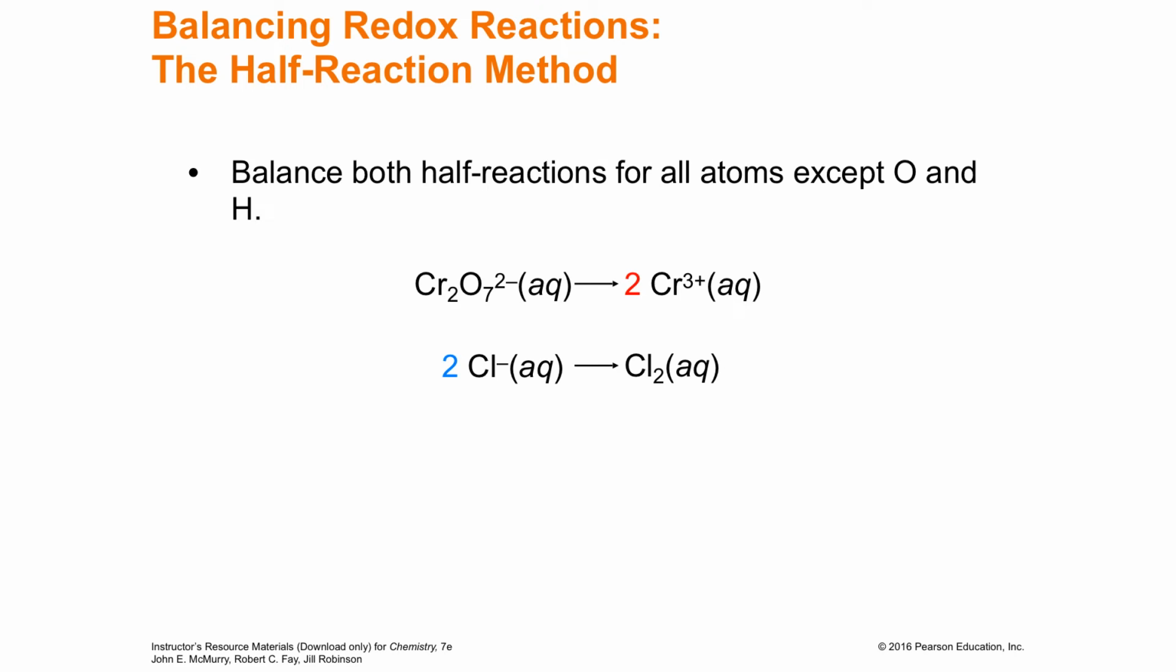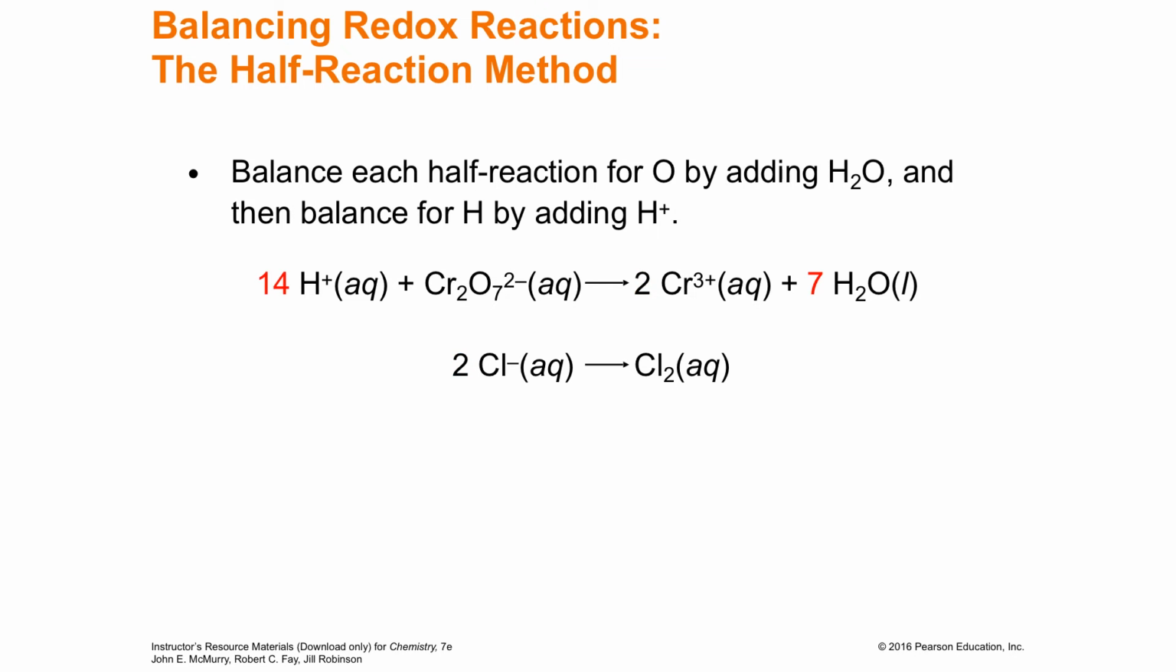So the first step after writing the half reactions is simply to balance everything that's not oxygen and hydrogen. If I have 2 chromiums on the left, I have to have 2 chromiums on the right. If I have 2 chlorines on the right, I have to have 2 chlorines on the left. Easy, easy. So look to the right first.